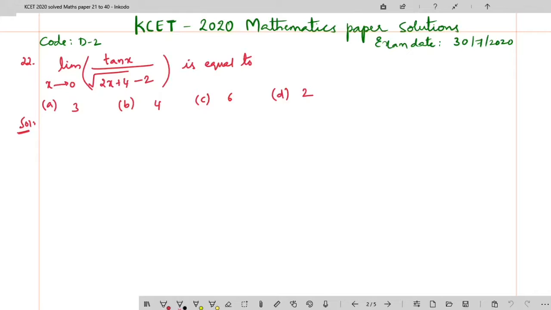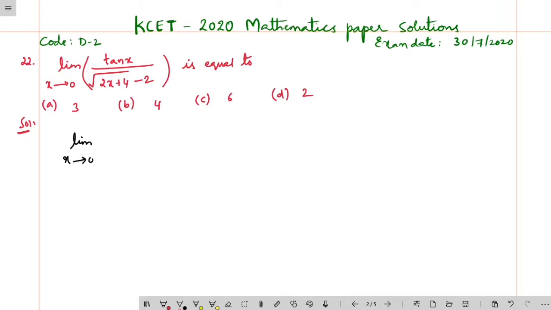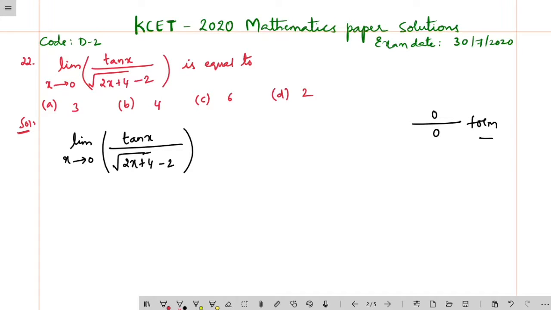Limit x tends to 0 of tan x upon root of (2x plus 4) minus 2, is equal to how much? Now if I substitute x equal to 0, tan 0 is 0 in the numerator, and in the denominator root of (2 times 0 plus 4) is root 4, which is 2, and 2 minus 2 is 0. So it is in the form of 0 by 0.